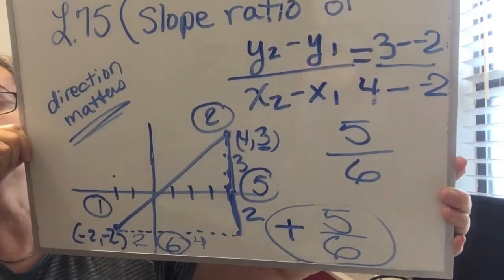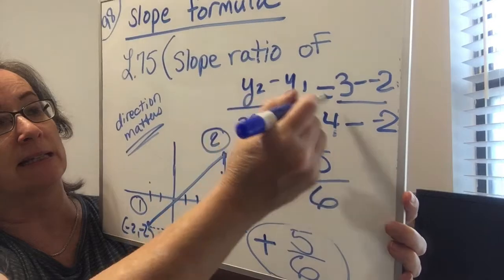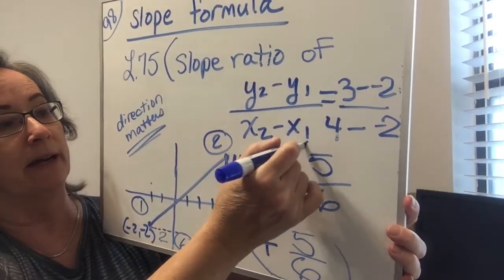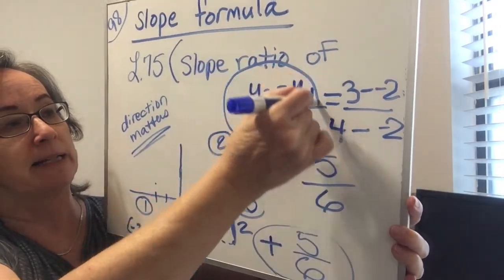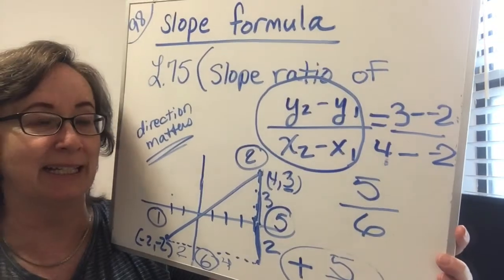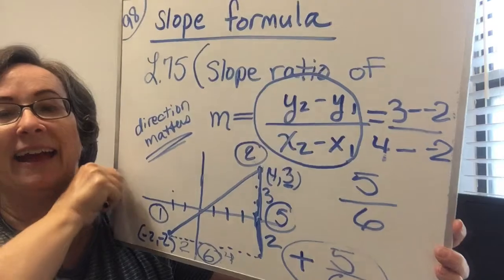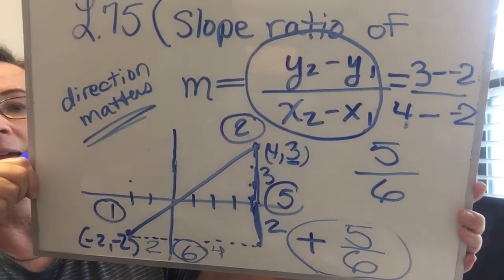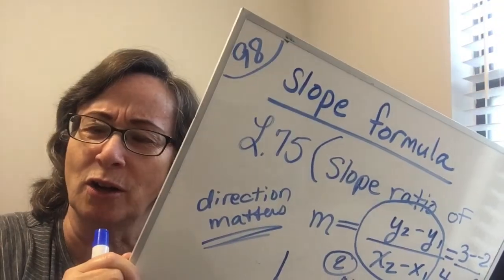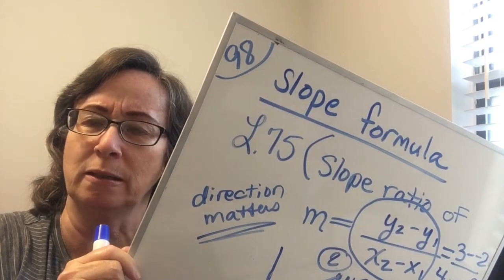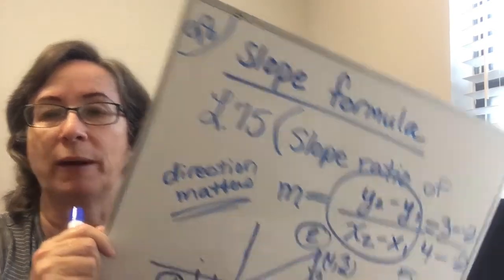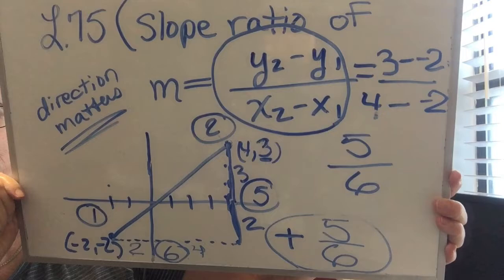Now we're actually using what's called the slope formula. So here is my slope formula. And guess what? The only thing I need to do is put m equals right there. And there is my slope formula. Now, I'm not sure why we call slope m, but we do. So m means slope.